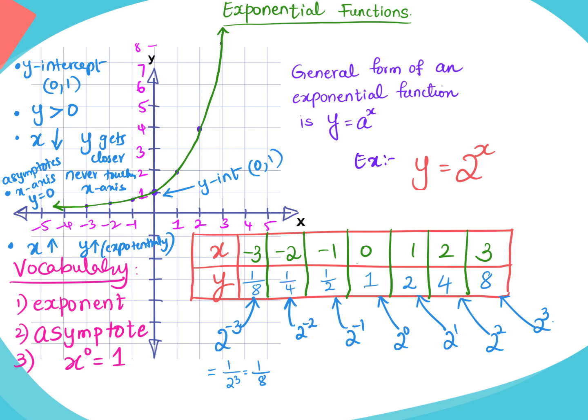An asymptote is a line that doesn't allow the curve to pass through. Then we talked about the y values. We never got negative y values, so we can confidently say that y is always greater than 0. We noticed that as the x decreases, y gets closer. And finally, as x is increasing, as we move to the higher values of x on the right side of the x-axis, we notice that y has exponentially gone up. That's why these functions are called exponential functions. As the x increased, the y values have gone up.